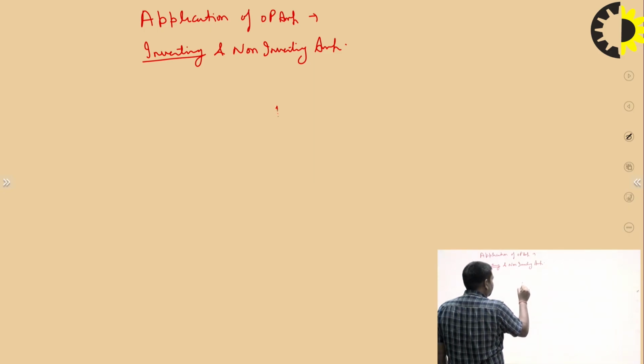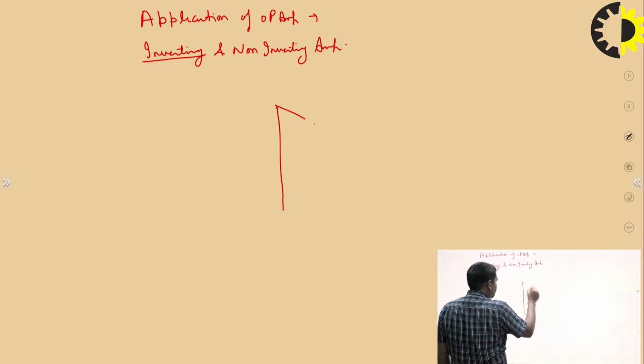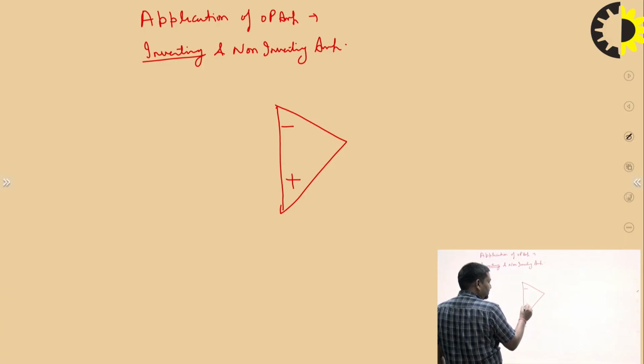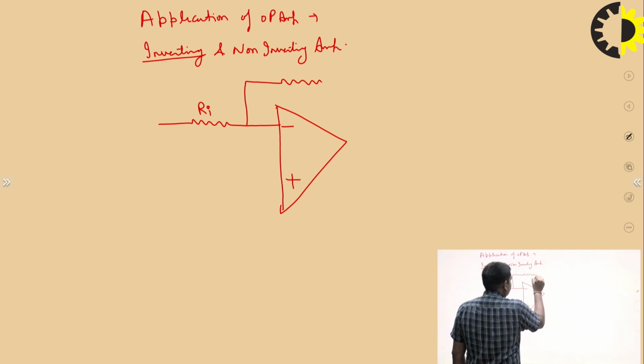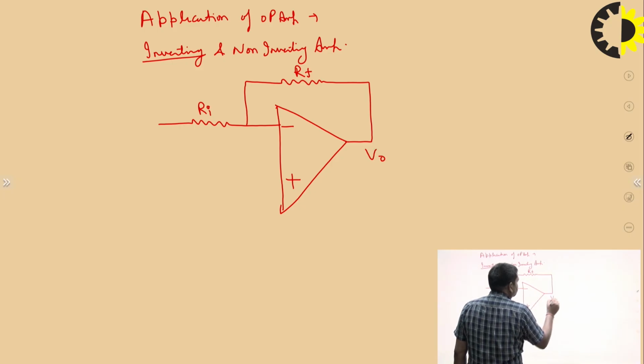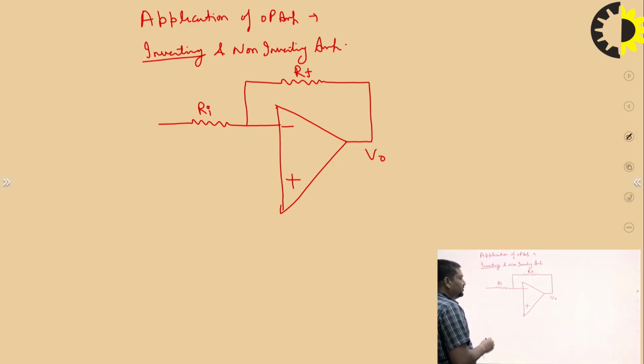So what is the diagram and what is the derivation of this? We have to see here. This is minus, this is plus, this is the inverting terminal, this is the non-inverting terminal. This is the input resistance, Ri. This is the feedback resistance. We have to give negative feedback, because negative feedback gives a stable output. If we give positive feedback, this op-amp works as an oscillator.